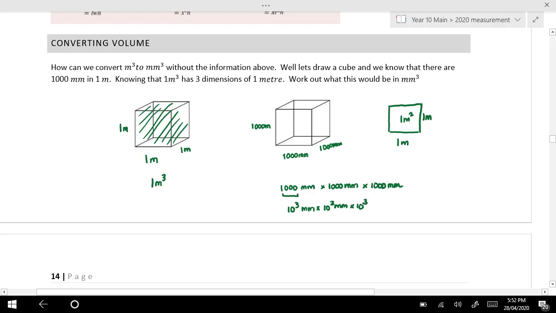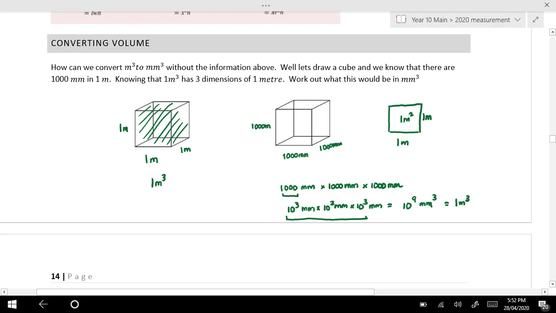You might recall that when I have indices of the same base and we're multiplying them, we add the powers. So 3 plus 3 plus 3 is 10 to the power of 9 millimeters, which is 9 zeros, or basically 1 billion. A millimeter times a millimeter is millimeter squared, times another millimeter is millimeter cubed. So 1 billion millimeters cubed is actually equal to a meter cubed. It's very different when it comes to volume.